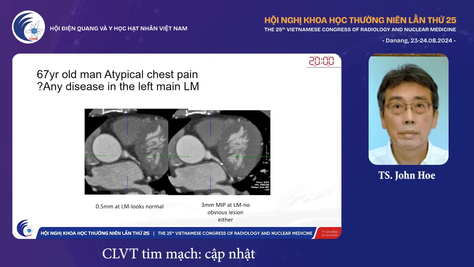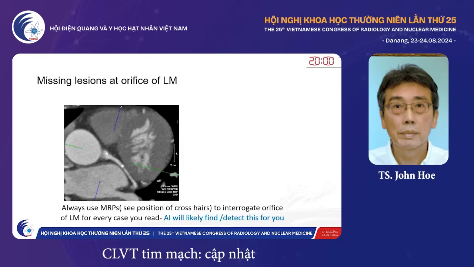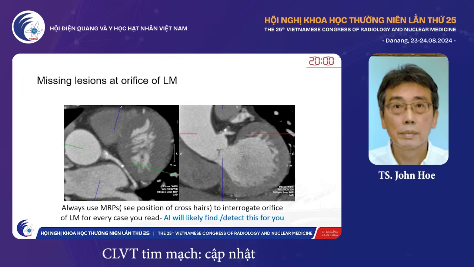So for example, this is a 67-year-old man with chest pain. Is there any disease in the left main? At 0.5 mm, you don't really see anything. At 3 mm, you don't really see anything. But you notice that your crosshairs are not angled through the orifice of the left main. So you must always angle your crosshairs or MPR images through the orifice, all right? And you can see there's disease in the orifice of the left main.